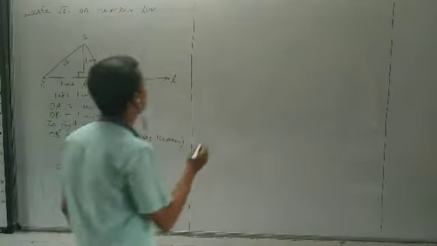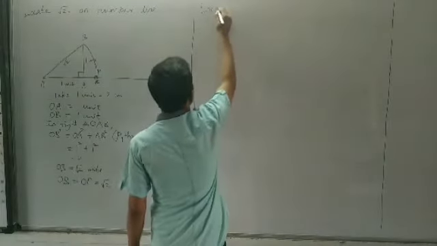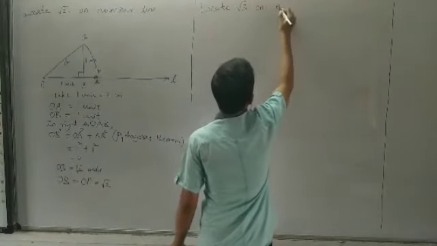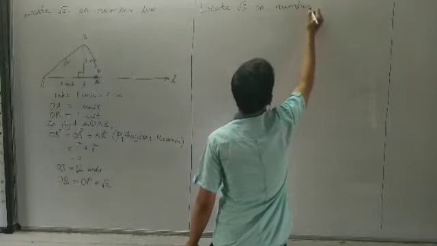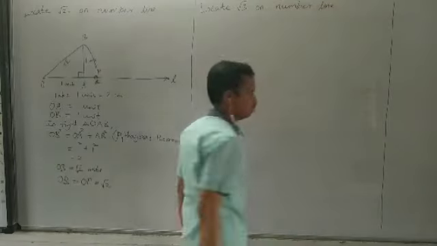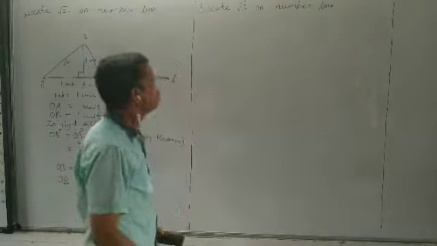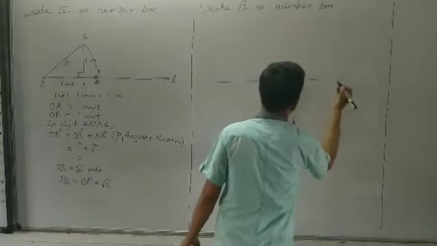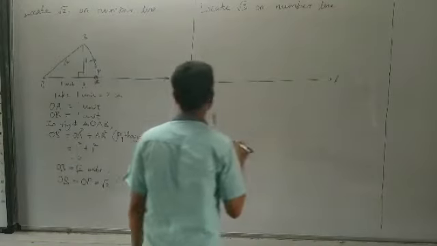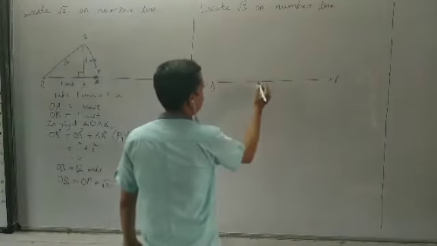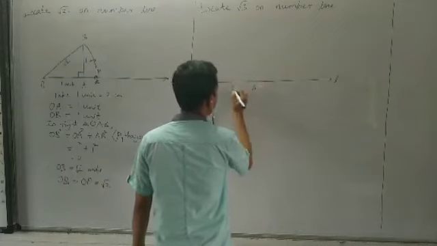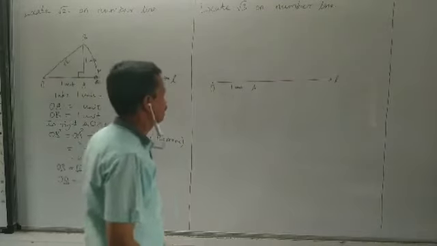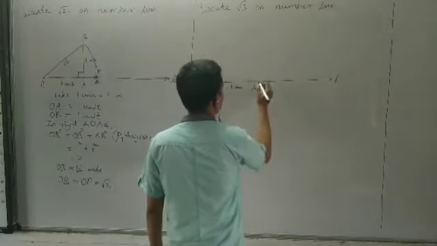And now coming to locate root 3 on the number line, the same way you have to proceed, but one more step we have to do. Take the number line L and write it as O. Take 1 unit as A, OA, 1 unit, and we proceed the same thing.